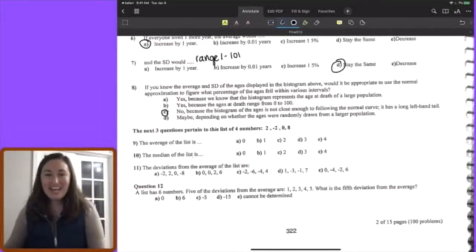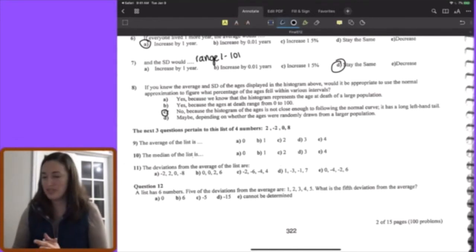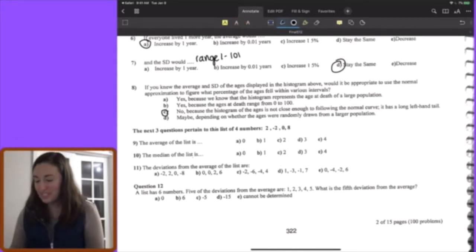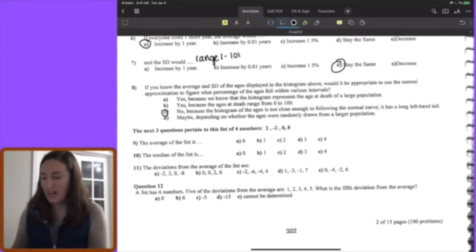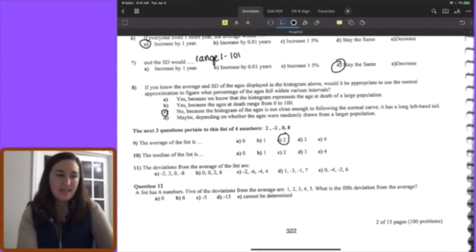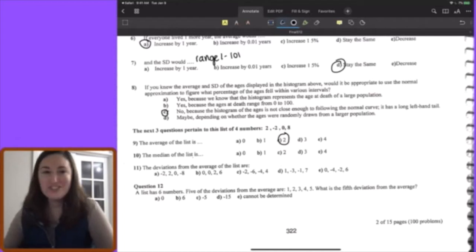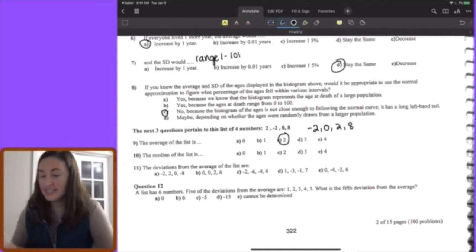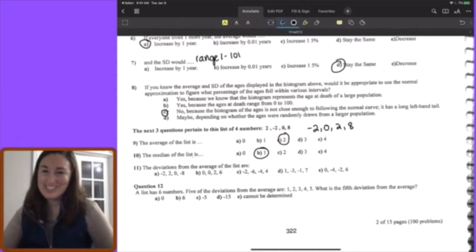All right, the next few questions I'm going to go through really quickly because I feel like you guys know how to do this. We're going to add up all the numbers, divide by 4, and my average in this case should be 2, right? And then the median, to find the median, just don't forget that you do have to list the numbers in order from smallest to biggest. So I would start with -2, 0, 2, and 8, and then it would be the middle number, which is 1. Just don't forget to list them in order.